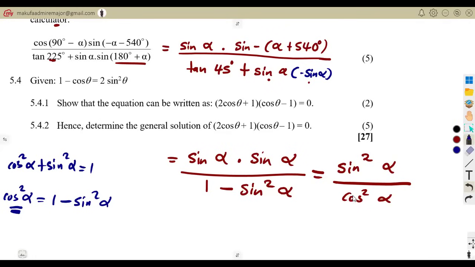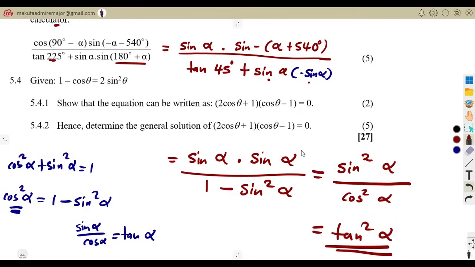And we know that sine alpha over cos alpha gives us a tan. So if it is squared like this, it will also be a tan squared. So this is the final answer that we can have at the end. We can simplify to this stage and say we are done. We cannot simplify further because we just have a single trig term.